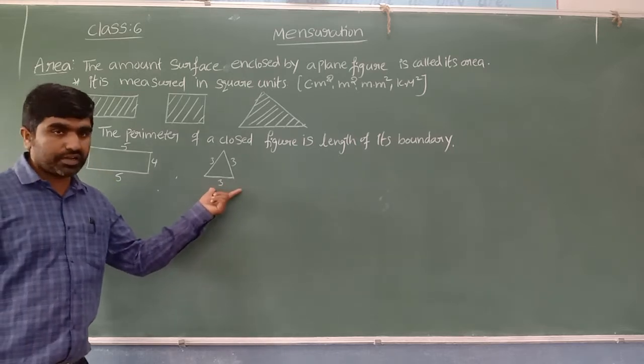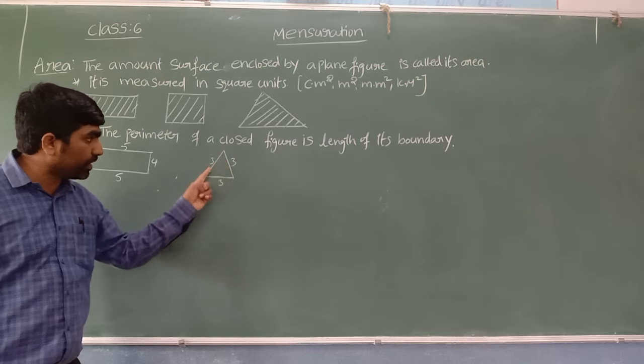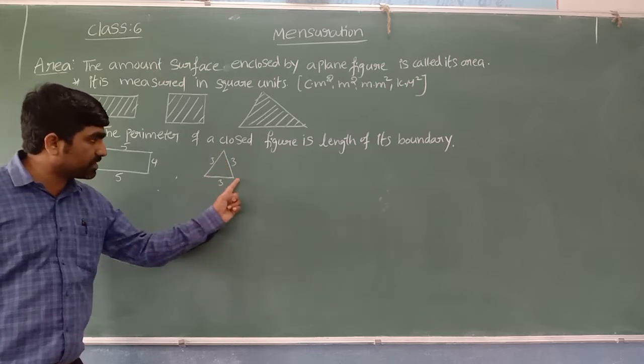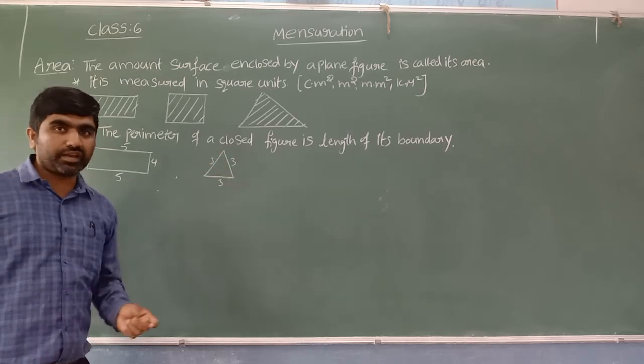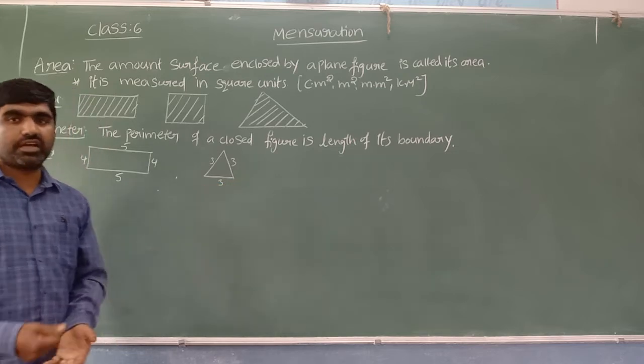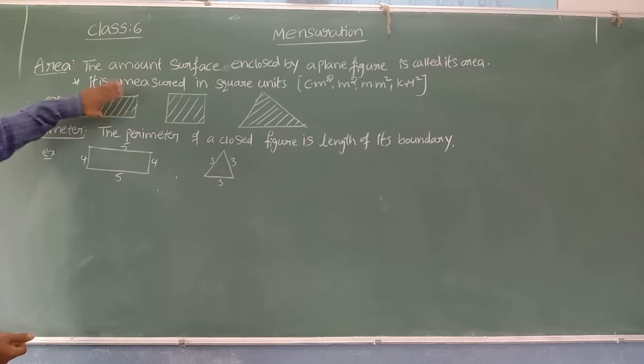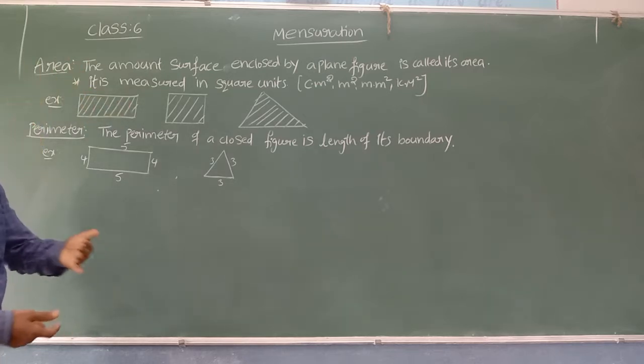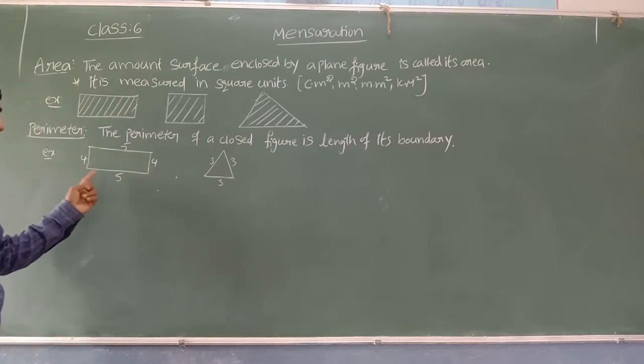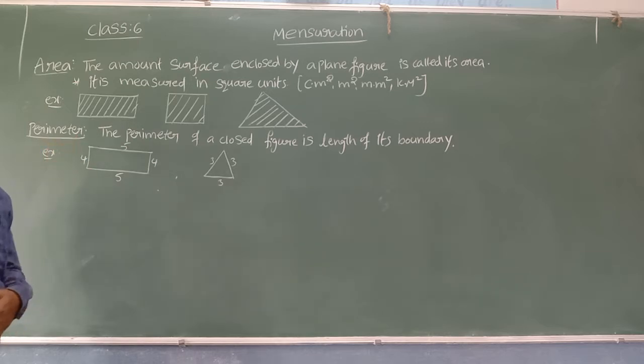Here we can see, the total length of the boundary is called perimeter. 3 plus 3 plus 3, 9. The perimeter of this figure is 9. Hope it is clear. So when you want to know the inside place, you can find the area. When you want to know the total length of the boundary, you can find the perimeter.